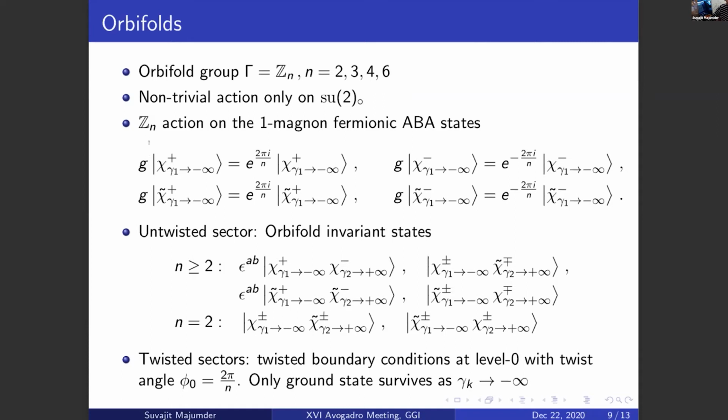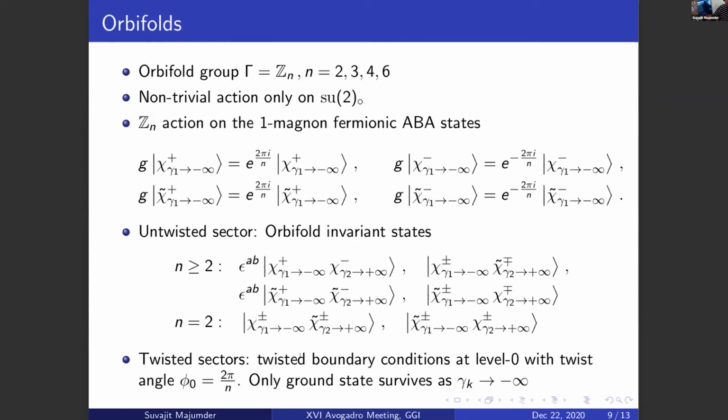So if G is the generator of the Z_n, then the action is of this type on the fermionic modes of the Bethe state. We have the action, and we can then write down the Bethe states that are invariant under the orbifold action. It turns out that for n greater than or equal to 2 in this Γ = Z_n, these are the orbifold invariant states. For n equals 2, there is a further enhancement because G squares to 1, and we get a bigger set of invariant states in the untwisted sector.